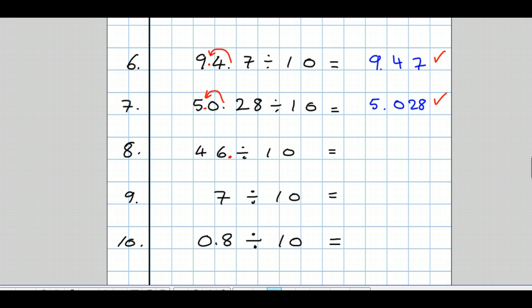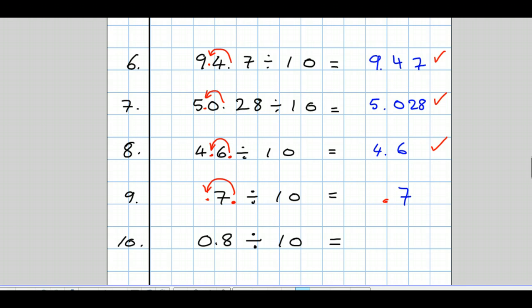Question 8, we have to put in the decimal point, or imagine it's there. Then move it between the 4 and the 6 to get the answer, 4.6. Similar procedure here. We have to imagine that's the decimal point, and then, using our imagination, move it one place to the left, so there it is in front of the 7. So the answer is 0.7.